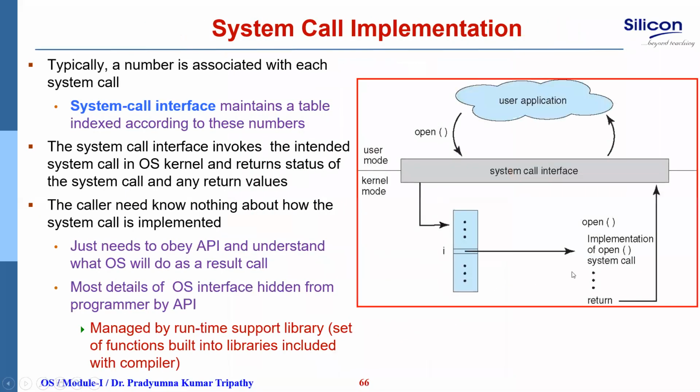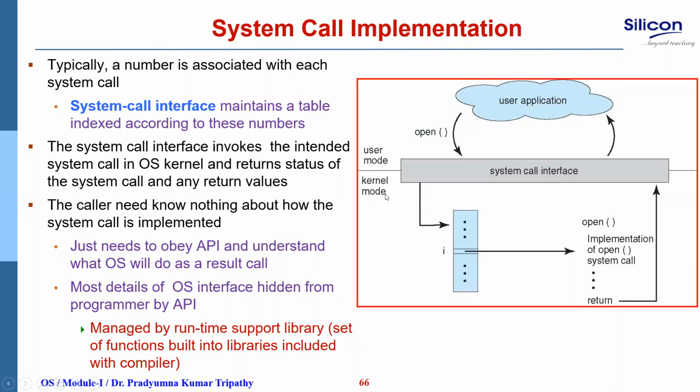So for every operation, it will invoke one system call over here. Every system call has a unique ID and the corresponding code for the same. Correct? So this diagram shows how the system call interface is working.